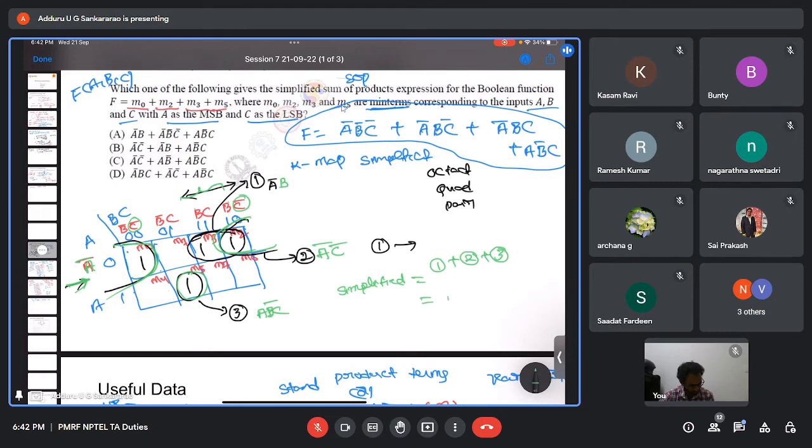So first one is A bar B. Second one is A bar C bar. Third one is A B bar C. Now the answer is A bar B plus A bar C bar plus A B bar C. Option B is the right option. I hope you are well with K-maps, right?